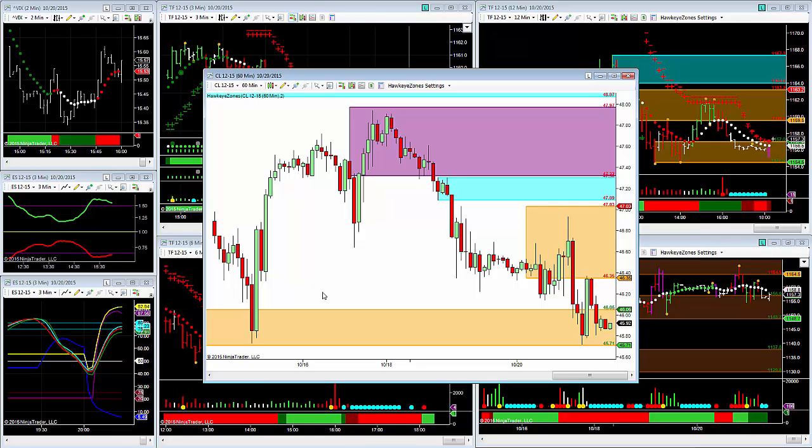Oh, I was just saying that the most recent 3 zones that are created in a row usually tend to lead to a trend direction very nicely. Yeah, that's true. That's pretty cool.